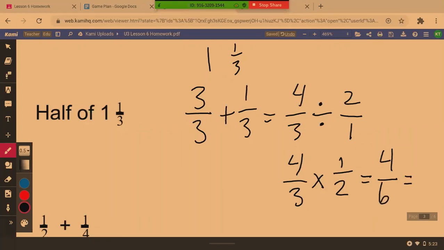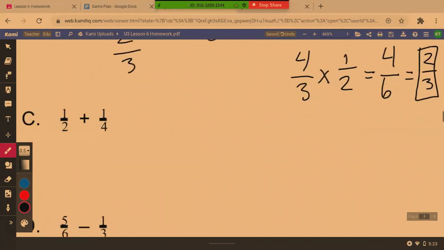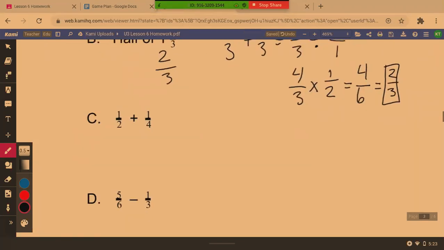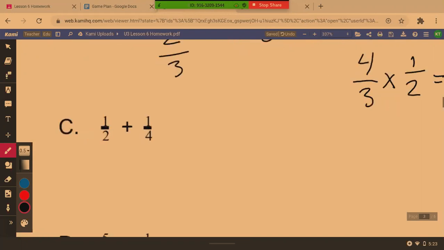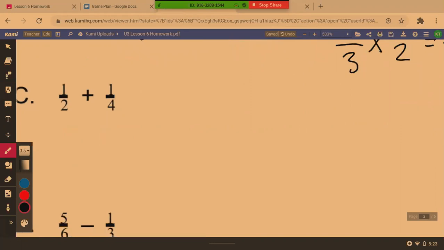4/6. And I know we've been doing simplifying fractions. So 4/6 simplifies into 2/3. Boom, baby. So let's put that as our final answer, 2/3. Okay. And in my opinion, that's the toughest one. B is the toughest out of all 4 of these. So let's simply do this.